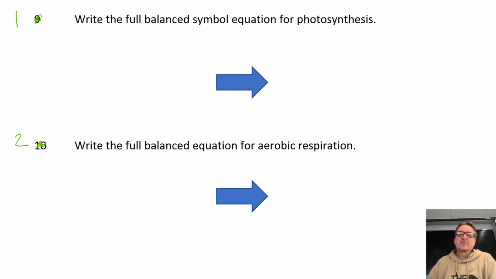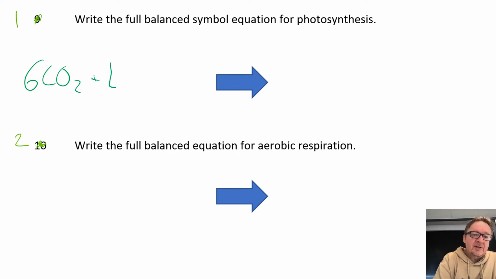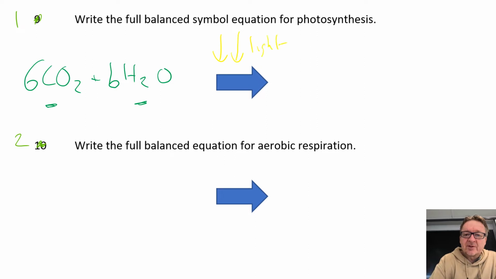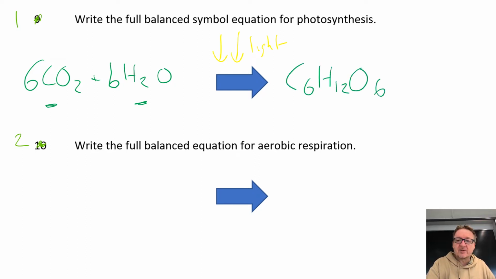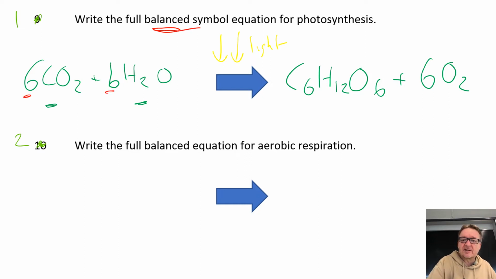The full balanced symbol equation for photosynthesis. We've got to do this one in green, haven't we? We're going to write it down, full symbol, so 6CO2 plus 6H2O. The CO2 comes in from the atmosphere, H2O comes in from the roots. Do this bit in yellow: light from the sun, which is the energy source, and then what we do is we make C6H12O6, which is glucose, plus 6O2. When it says balanced, balance means chucking a 6 there, a 6 there, and a 6 there.